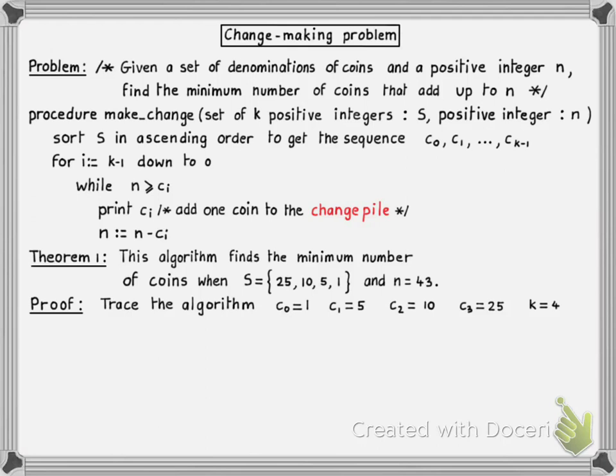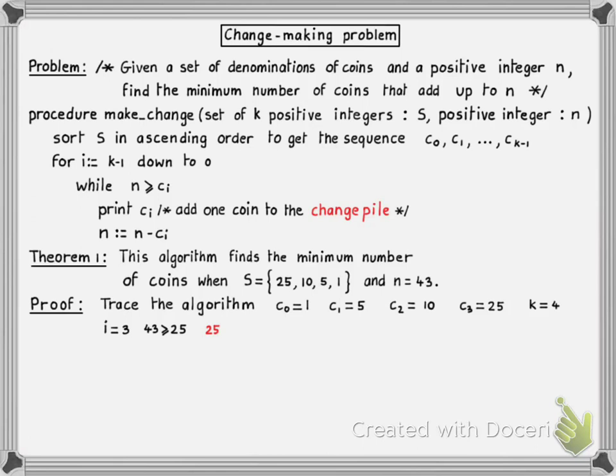Now, we can start the for loop with i equal to k minus 1. That is, we're going to start with i equals 3, so we're going to consider quarters first. Now, is the amount we need to make change for, 43, greater than 25? The answer is yes, so we can put a first coin on the change pile, which started empty.